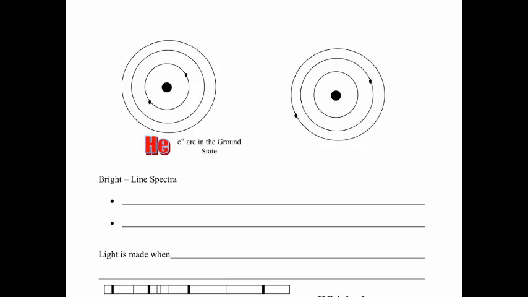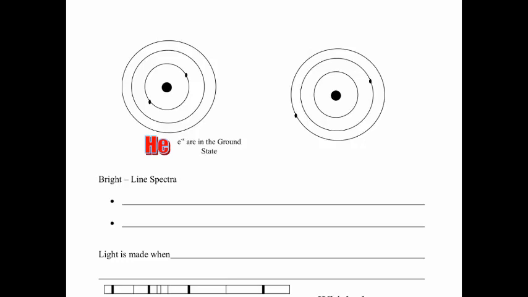What you're looking at on the left is an example of a helium atom in the ground state. The ground state means that those electrons have the lowest energy possible. And you'll notice that they are in the first principal energy level, which can hold 2 electrons. And that's how many electrons helium has. So that's in the ground state.